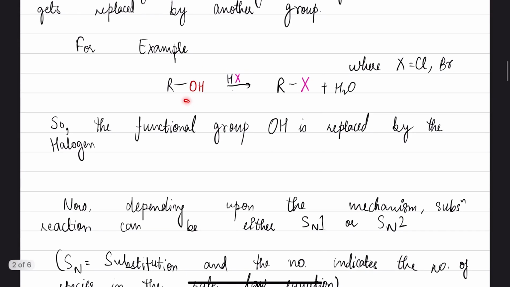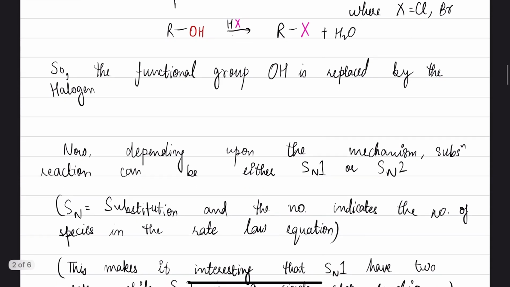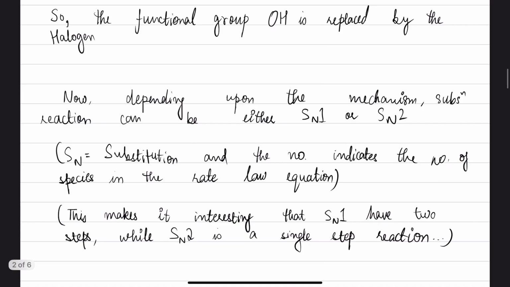So the example I took here, there's an ROH, and if we make it react with HX, a halo acid, then the alcohol functional group will get replaced by the halogen, and you will get water as the byproduct. Of course, it's not the exact reaction conditions, but I wrote it in a generic form, just as an example. I'll talk about a specific reaction later with an exact example.